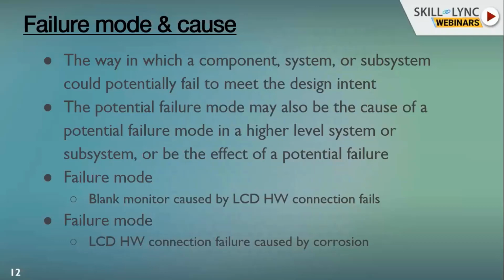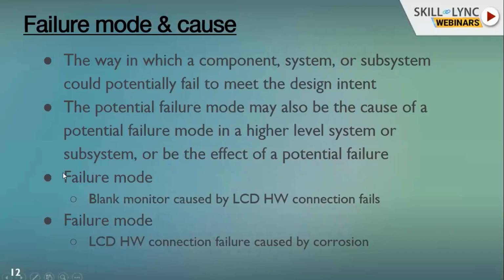One more thing you need to be clear about is the failure mode and causes. Sometimes the failure mode of a system may be the cause of another failure within that system, and the cause of one failure may become the failure mode of another. So, the cause and failure modes.